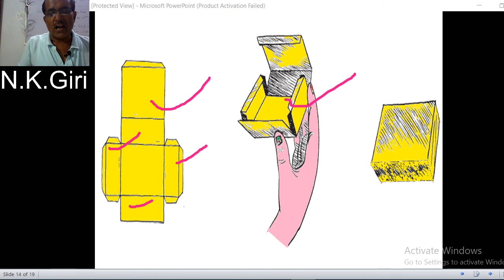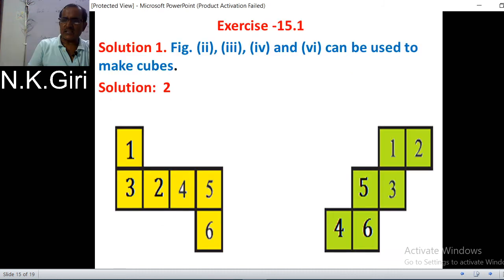Now we have to come on exercise 15.1. So we see the figure like that. Second figure solution. Whenever you find the figure in a book question, then 1, 3, 2, 4, 5, 6. This is the second solution, and we will make the figure. We get the cubes of figure number 2, 3, 4 and 6. These nets can be used to make a cube. Now we come on the next.